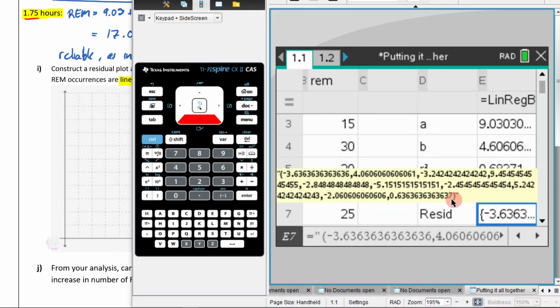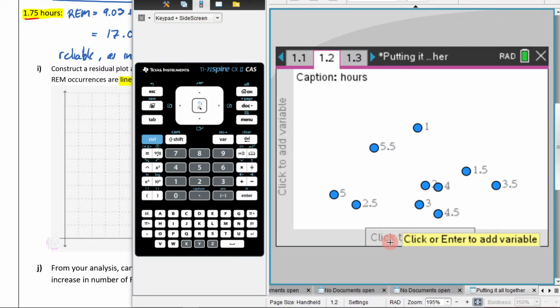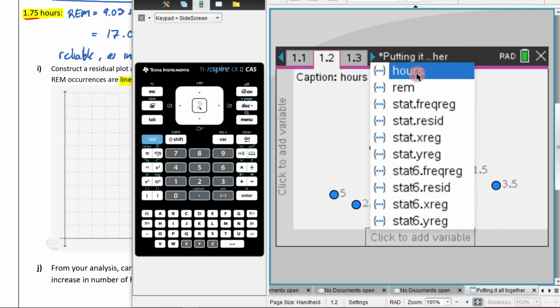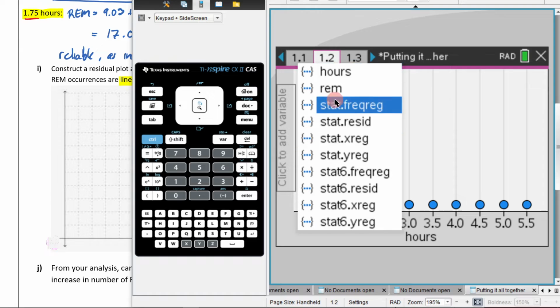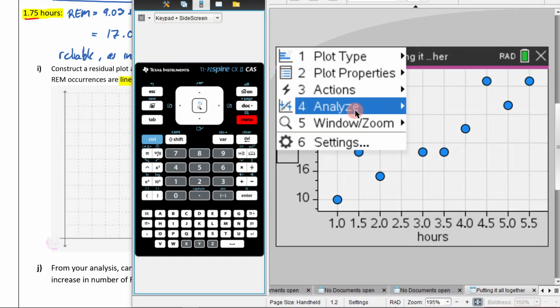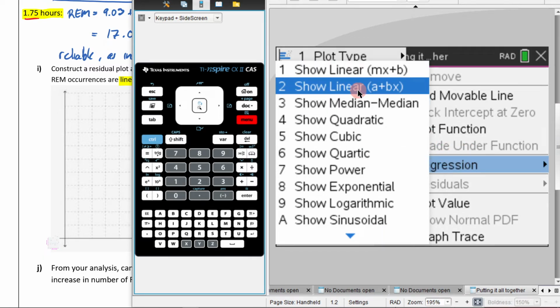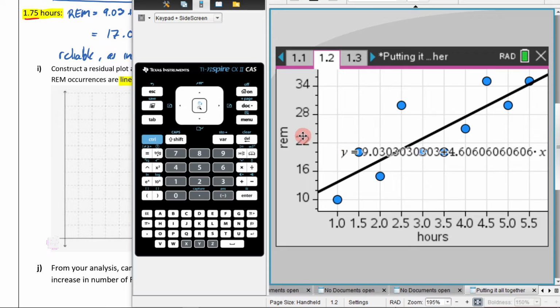Another way for you to do it is to go Control, add Doc, add data and statistics, and then here we're going to go hours. Here we're going to go REM. And there is our graph. We're then going to go menu, analyze, regression, and then show linear, A plus B X. And there is our regression line.